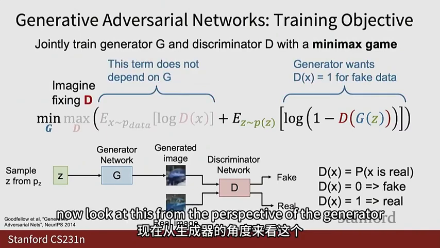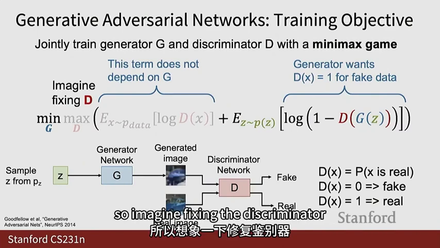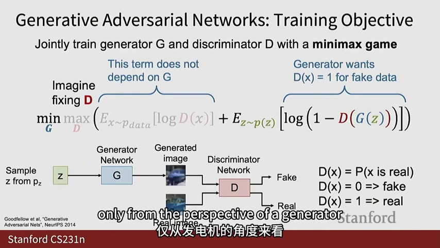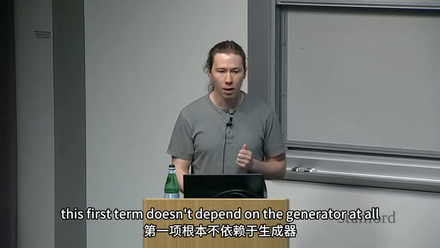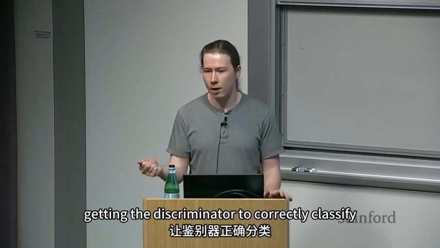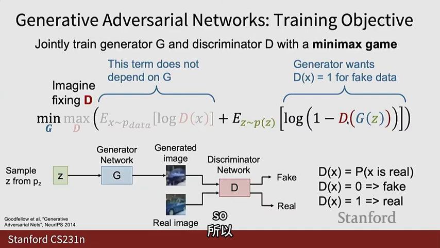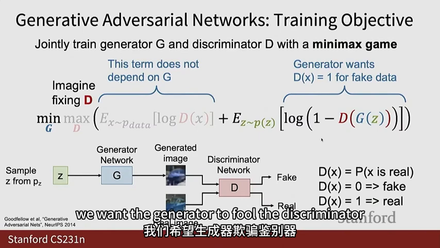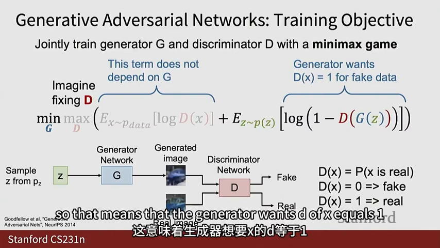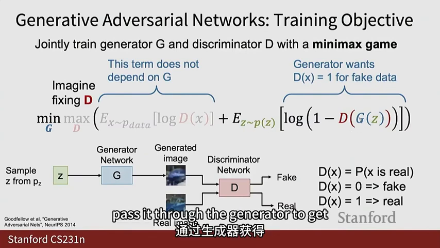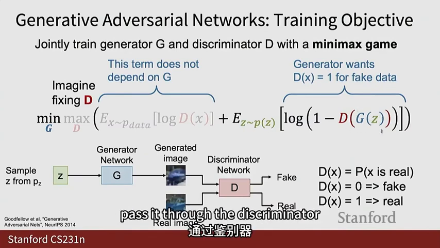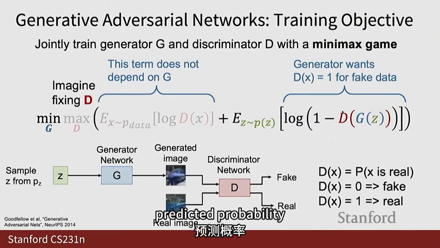Now look at this from the perspective of the generator. So imagine fixing the discriminator and looking at this setup only from the perspective of a generator with a fixed discriminator. Now in this case, this first term doesn't depend on the generator at all, because this first term was just about getting the discriminator to correctly classify the real data samples. So the generator only cares about this term on the right. And intuitively, we want the generator to fool the discriminator into thinking that its samples are real. So that means that the generator wants D of x equals 1 for fake data. So the term is the same. We draw a sample z according to p of z, pass it through the generator to get a generated sample, pass it through the discriminator to get the discriminator's predicted probability on that sample.